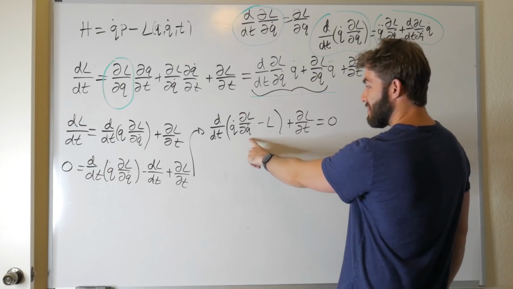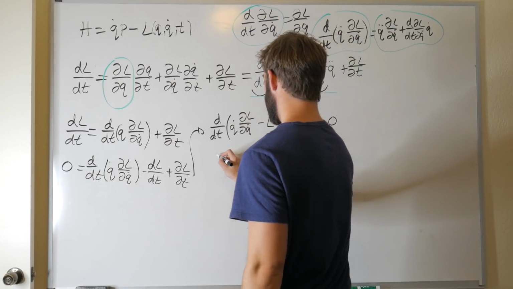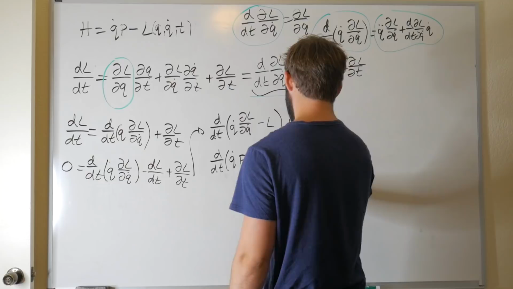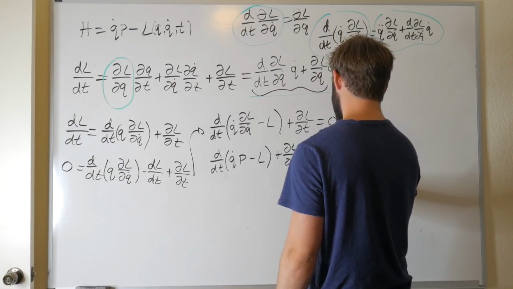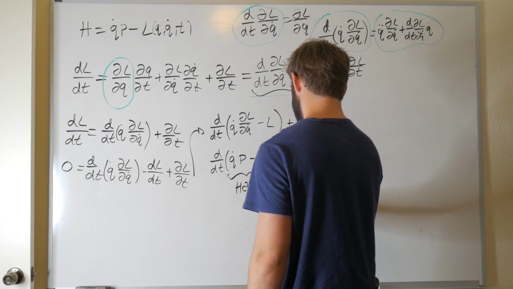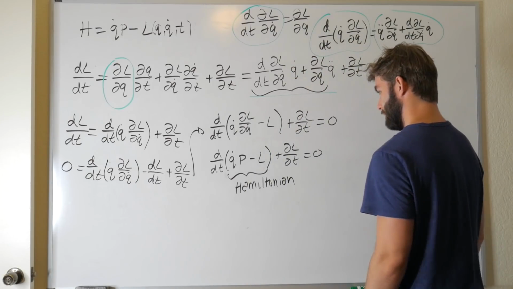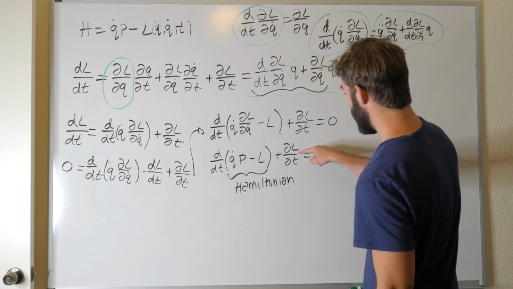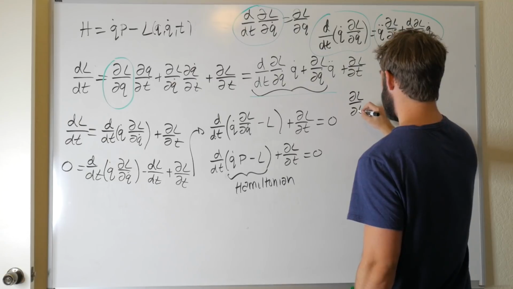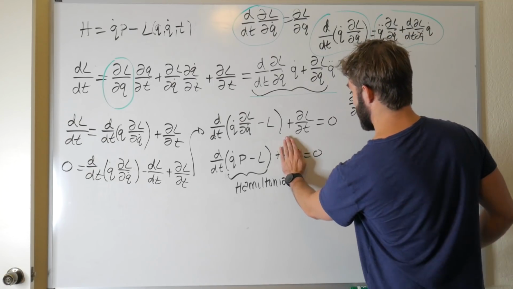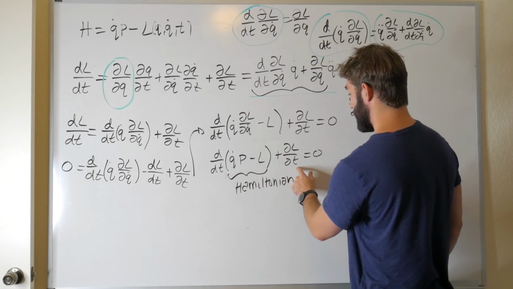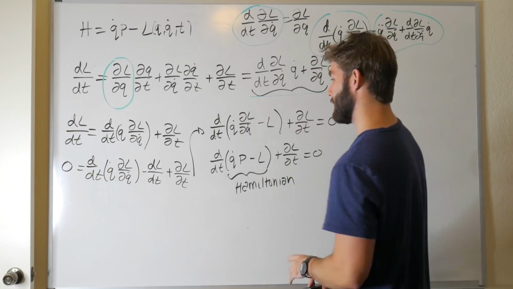dL/dq dot, that's just the generalized momentum. So what we get here is d/dt of q dot p minus L, plus dL/dt is equal to 0. And we call this little fella the Hamiltonian. Awesome. And what this tells us is that if there's no explicit time dependence in the Lagrangian, meaning dL/dt equals 0, then that term is not there, and we get that the time derivative of the Hamiltonian is 0, which tells you that under that circumstance, the Hamiltonian is conserved because it's constant, which is pretty cool.